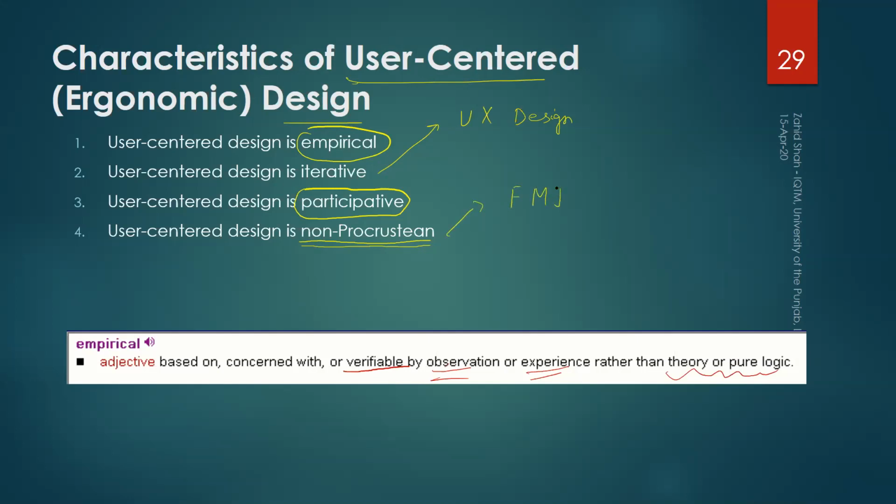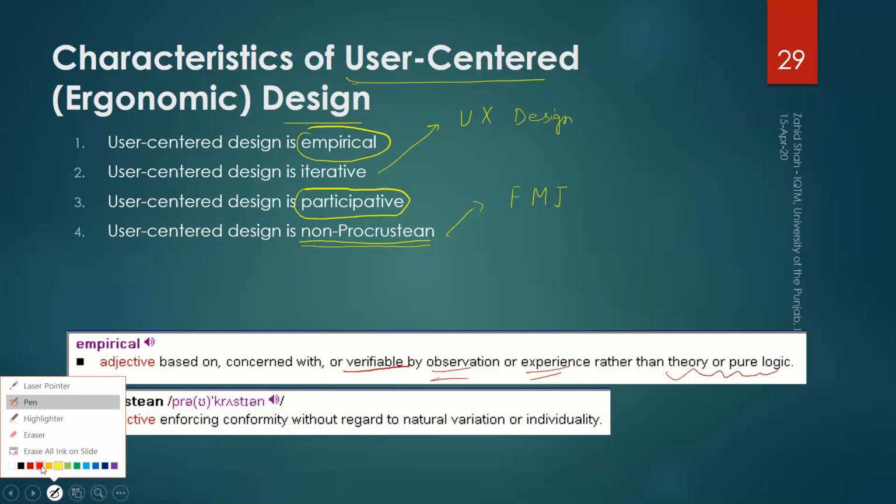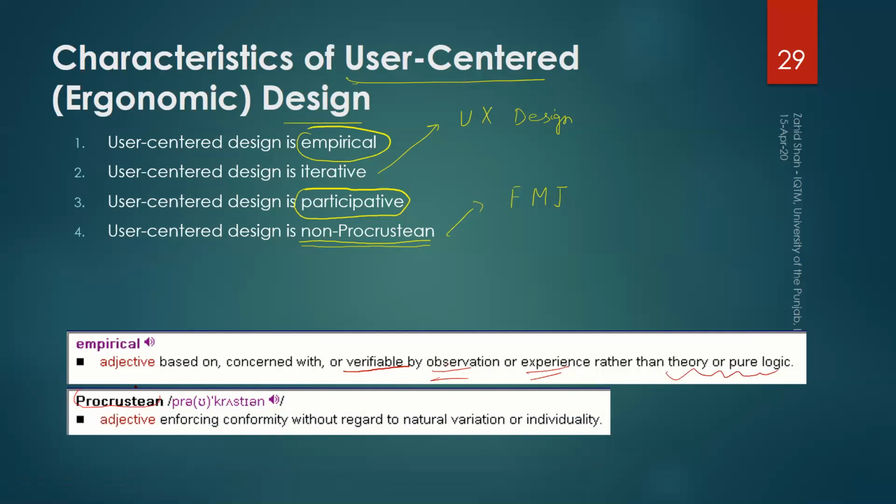man to the job. I'm not going into the meaning of Procrustean, but the idea is that you can modify the user. You can make the user adapt to the product that you have designed, and that is a wrong assumption, of course. So: enforcing conformity without regard to natural variation or individuality. That is the dictionary meaning of the word Procrustean.